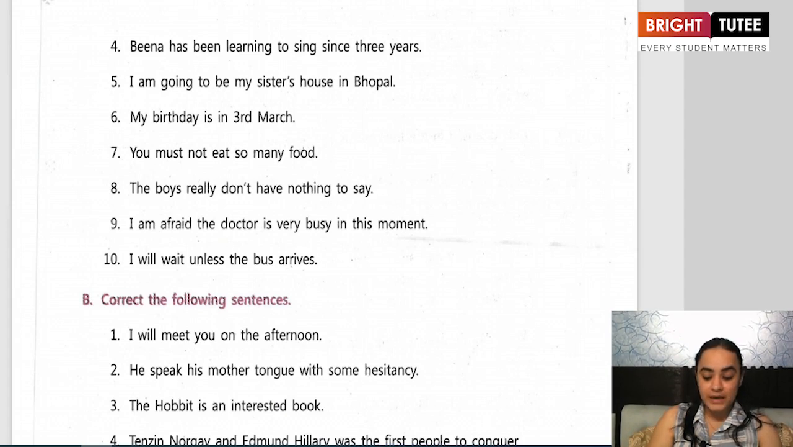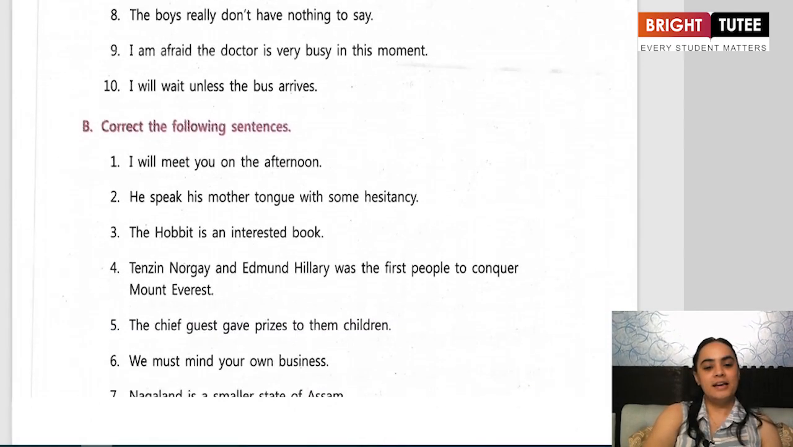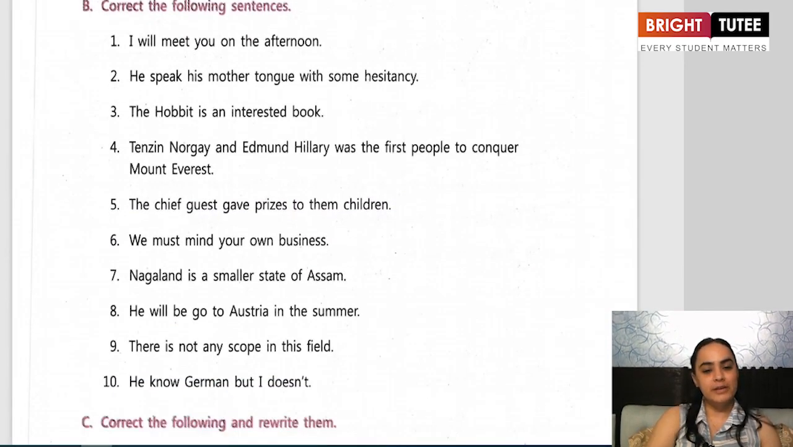I'm going to be my sister's house in Bhopal. I am going to my sister's house in Bhopal. My birthday is in 3rd March. My birthday is on 3rd March. And this way you will solve the rest of the sentences. Now next again, correct the following sentences. I will meet you soon on the afternoon. Do we say on? No, in the afternoon.